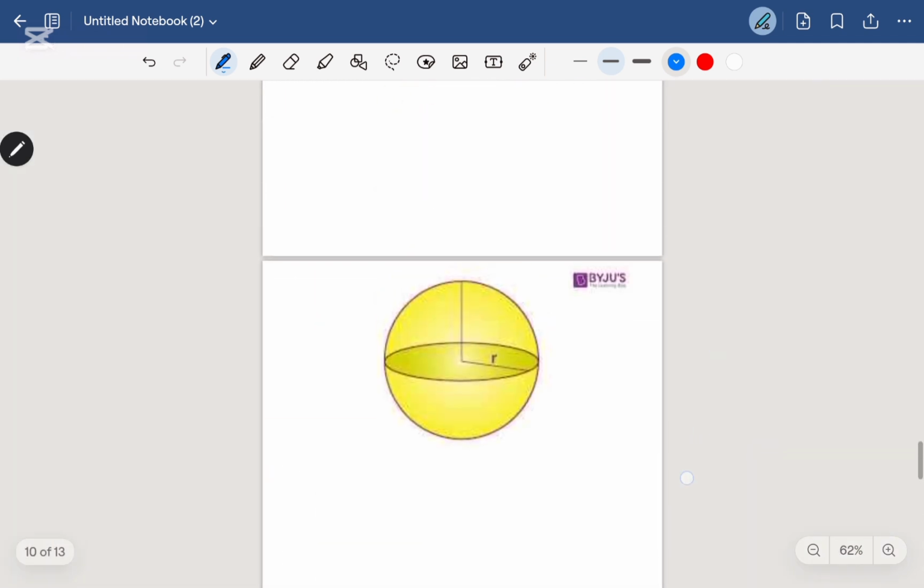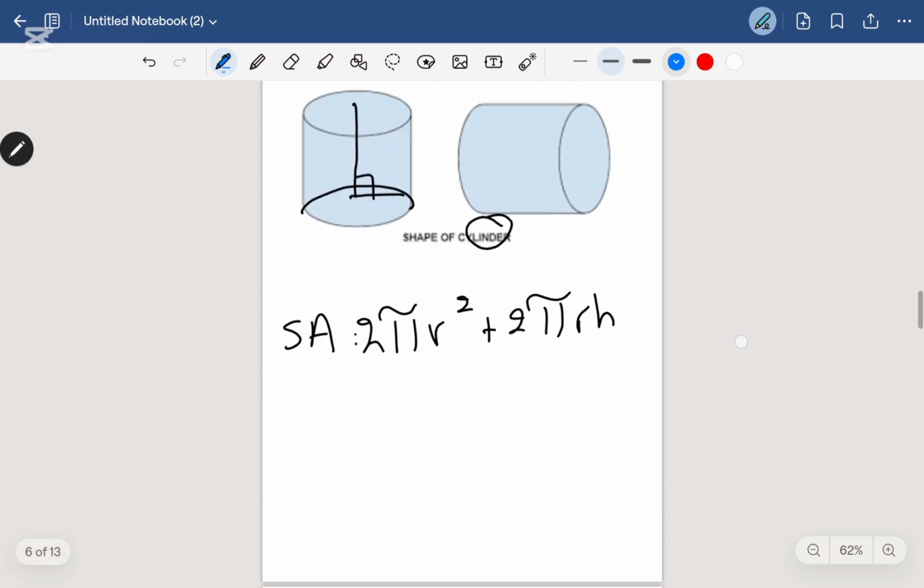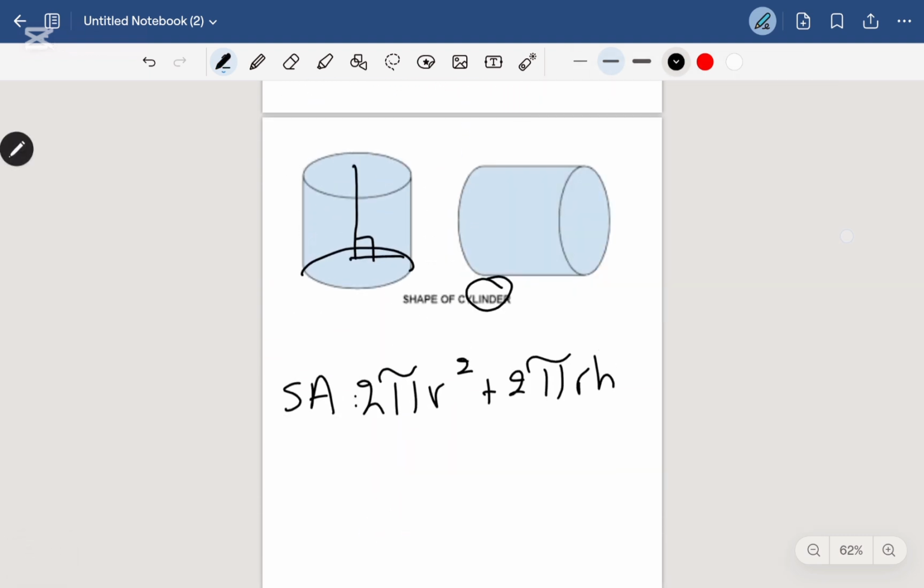This is how we got the surface area of a cylinder. Now next up is the volume. The volume of a cylinder, very easy, you have to memorize it. It is pi r squared h.